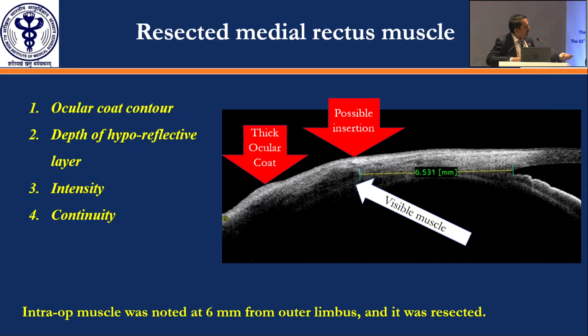Hyperreflective layer: again, if you see, the ocular coat is thick. In the previous case it was thin, the muscle was sent back. Here the muscle is probably there, but it is quite thick. Why? Because the tendon has been resected and it is a belly, and we can see the hyperreflective layer continuously visible in approximately 50%. So it is a resected muscle.